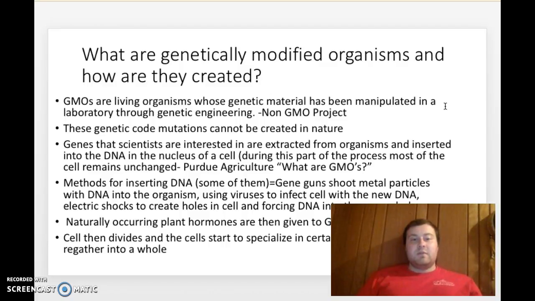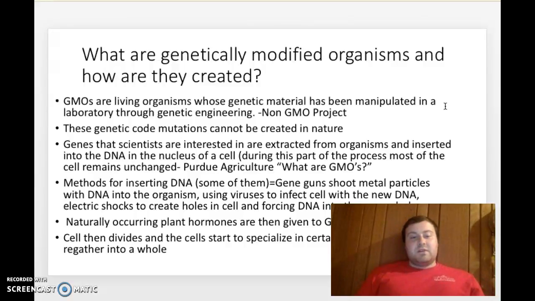Well, GMOs are living organisms whose genetic material has been manipulated in a laboratory through genetic engineering. These genetic code mutations cannot be created in nature, so they have to be done with genetic engineering. Genes that scientists are interested in are extracted from organisms and inserted into the DNA in the nucleus of a cell. During this part of the process, most of the cells remain unchanged and untouched. And I got this information from the Purdue Agricultural site.